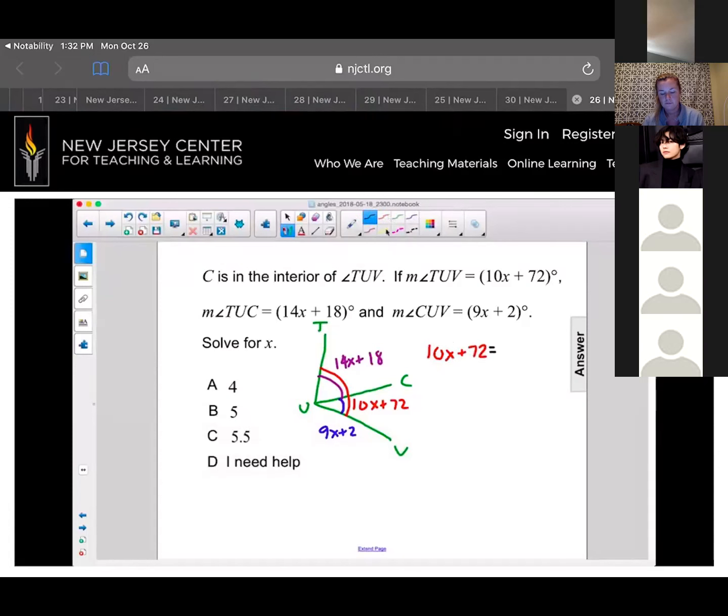equals 14x plus 18 plus 9x plus 2. So that gives us 10x plus 72 equals 23x plus 20. So if we move these x's over here, we get 13x, and we put that 20 over here, we get 52. Therefore, x equals 4. The answer is A.